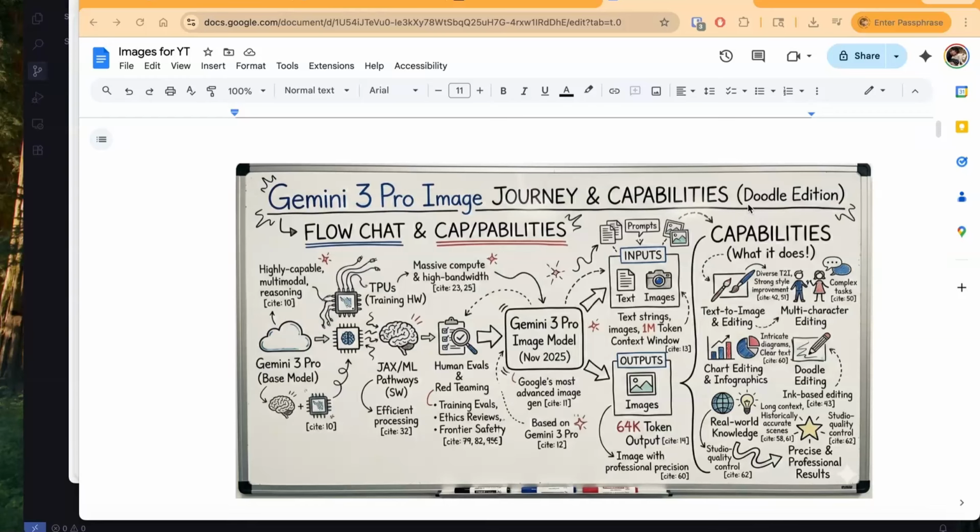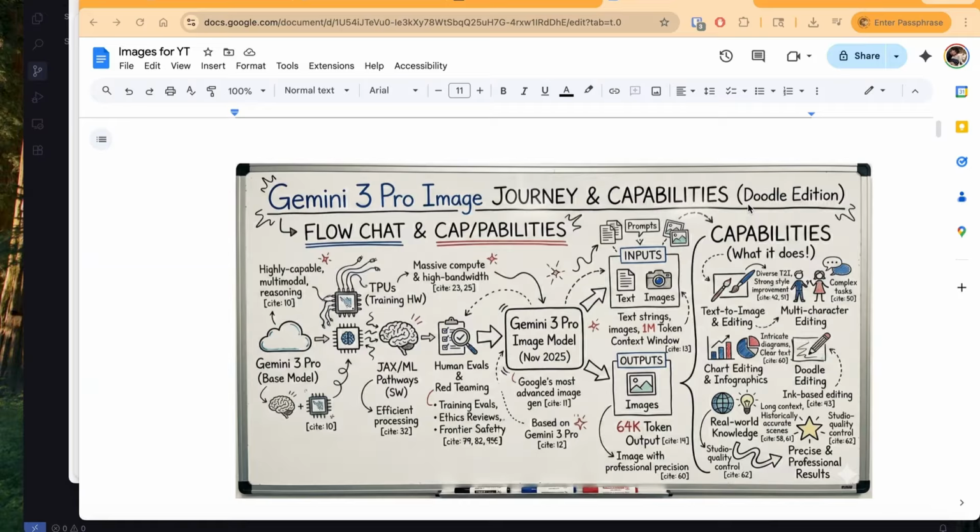Hi everyone, Gemini 3 Pro image, aka Nano Banana Pro model, was launched by Google this week, and it has taken the internet by storm. So let's go ahead and try it out.